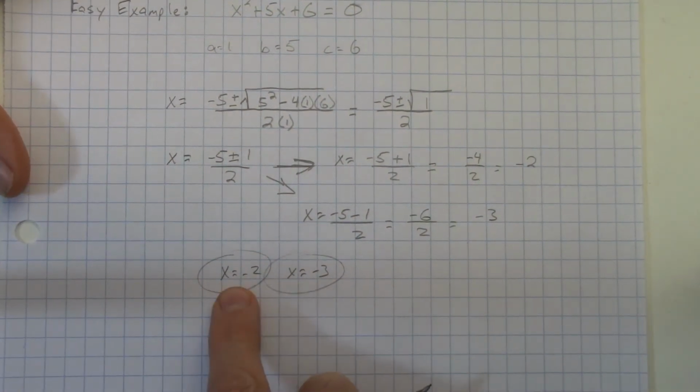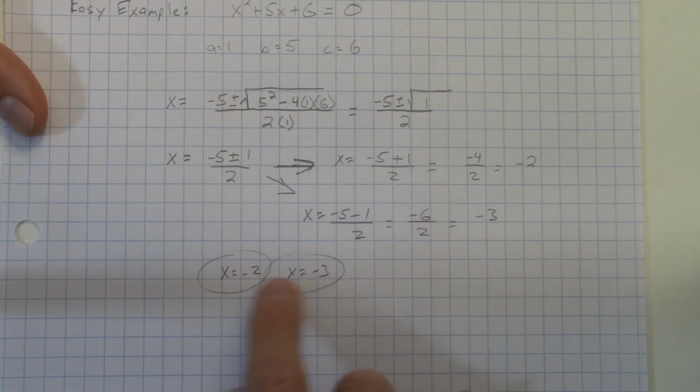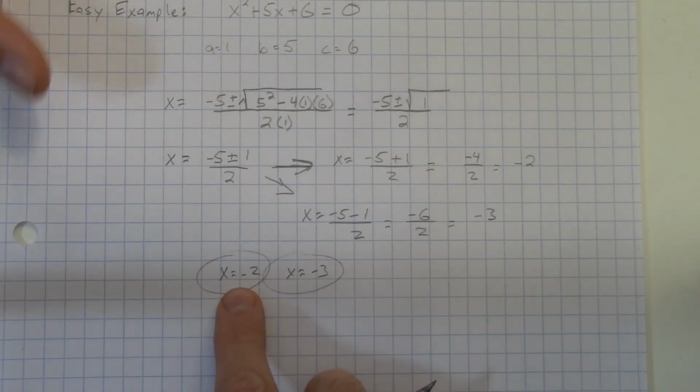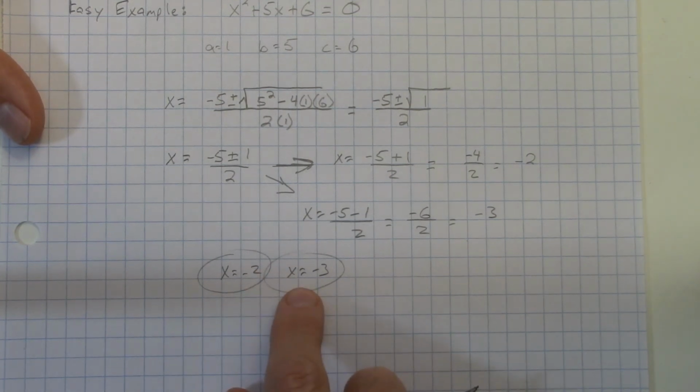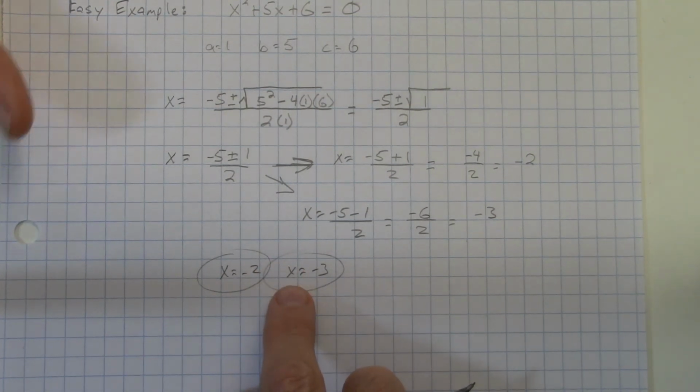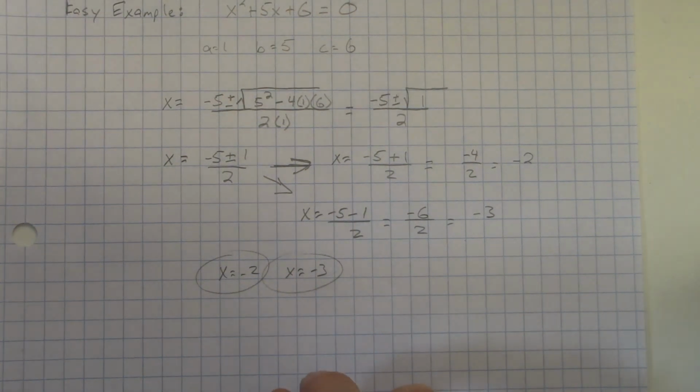These represent where the graph crosses the x-axis. So these are real numbers. They actually exist, and you could see them on a graph. Next up, we're going to do a video on a medium example, and then there will be one more on a difficult example.